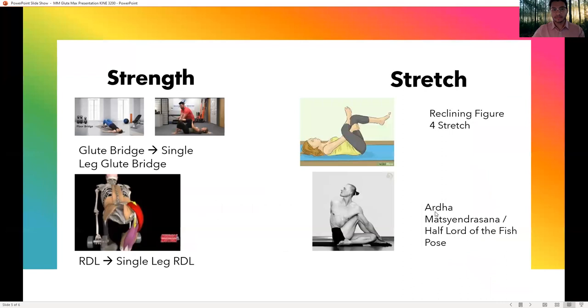Strength and stretch. So let's talk about strengthening the glute max. A basic activation exercise would be glute bridge. And this is a great way to rehab an injured muscle or an inactive muscle. And it's a great way to prepare the muscle for heavier loads. So first you'd want to start out on two legs, and then a progression would be single leg glute bridge.